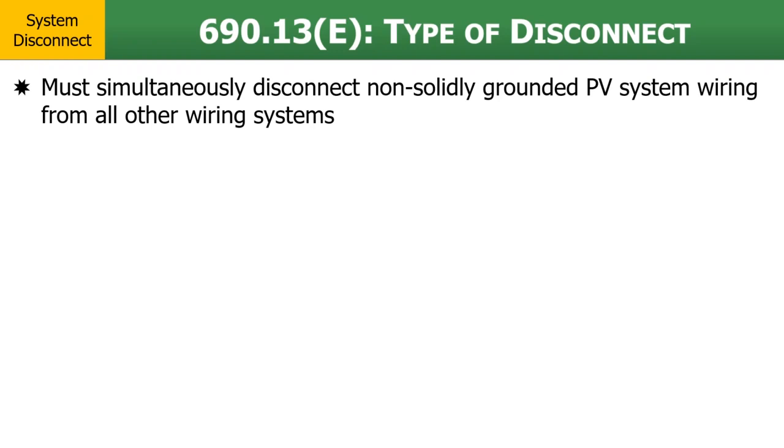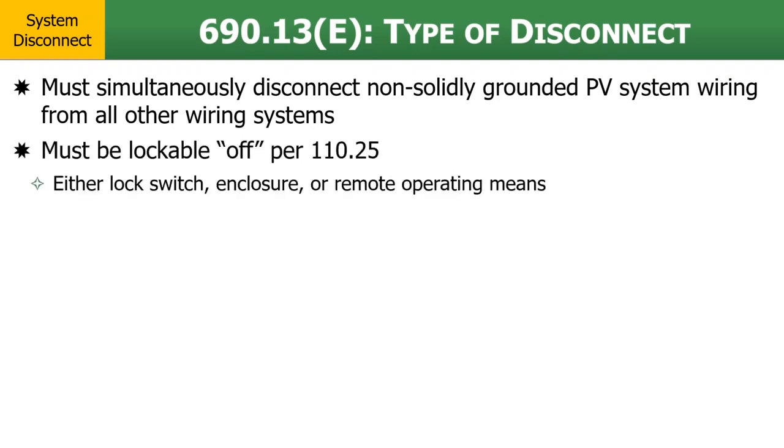The DC side, if this was a DC disconnect for the PV system disconnect, we would break the ungrounded conductors and the functionally grounded conductor if there was one in the system. There's not usually solidly grounded conductors on the DC sides of our systems, and obviously we do not break the equipment grounding conductors. Must be lockable in the off position per 110.25.